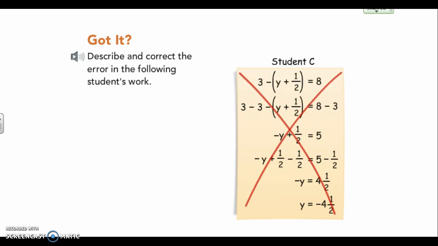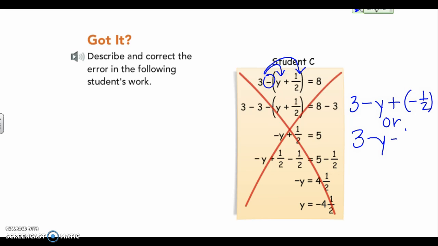Describe and correct the error in the following student's work. If we look at student C's work, we see that they're using the distributive property, and they're distributing out a negative. So we would multiply negative times y and negative times 1/2. So this would be 3 minus y plus negative 1/2, or 3 minus y minus 1/2. The problem that we see here is they distributed the negative to the y, but they did not with the 1/2. They kept it positive. So this is where they made their error.